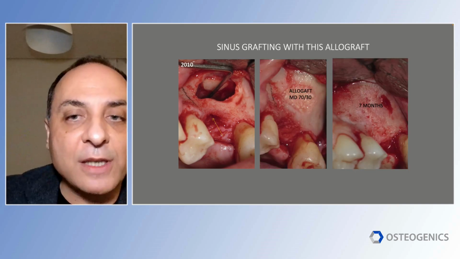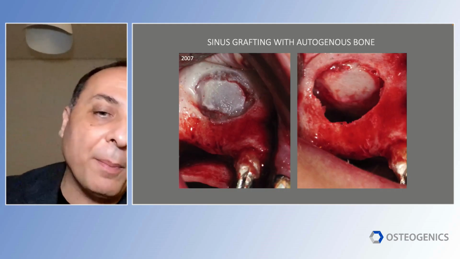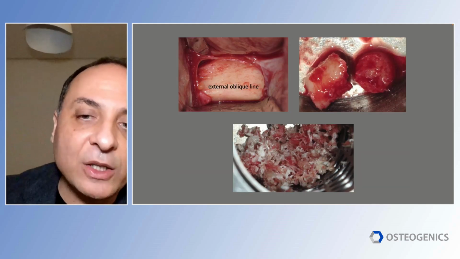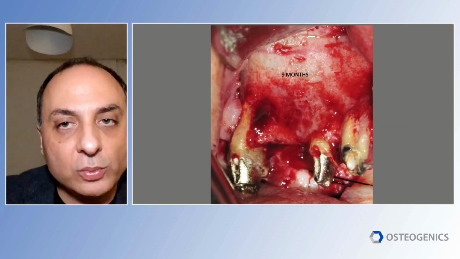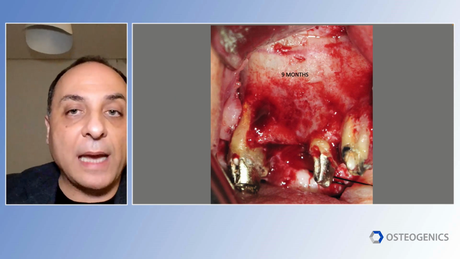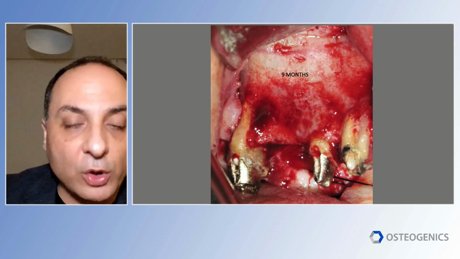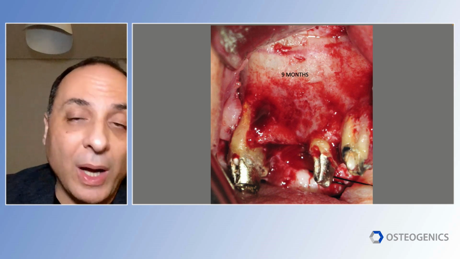So you come back after 7 months, you don't see the trace of your sinus bone graft. This was only happening to me when I used a sinus graft with autogenous bone. You see, in this case, I've used autogenous bone, and you don't see any trace of the window. And this used to happen only with autogenous bone for me, especially that I was not educated in allograft.